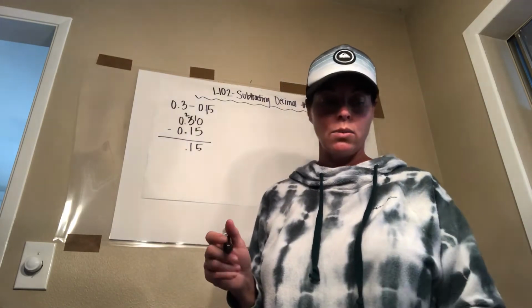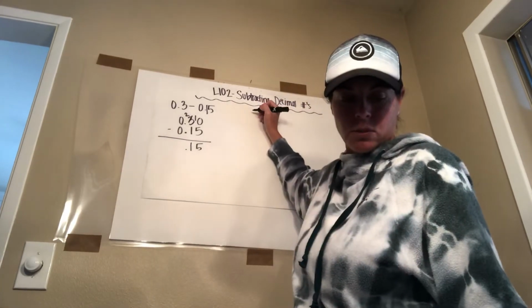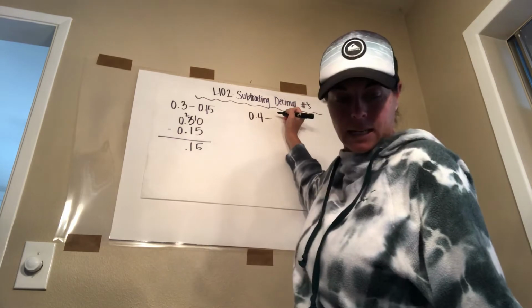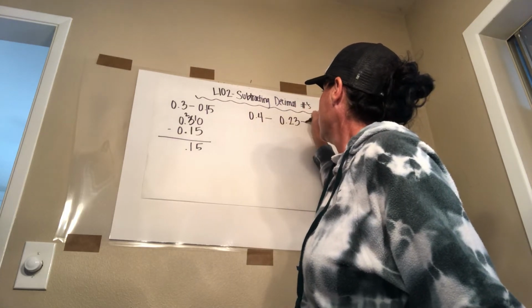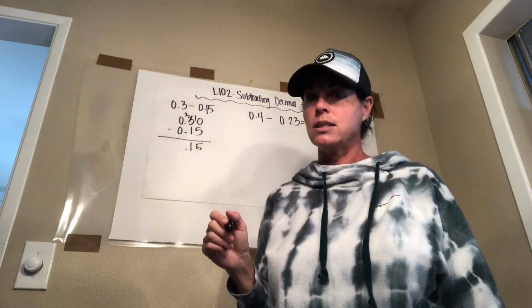So I'm gonna give you another one, you're gonna do it on your own, all right? So you are going to subtract 0.4 minus 0.23. Go ahead and pause your video, work it out, and come back and we'll work it out together.